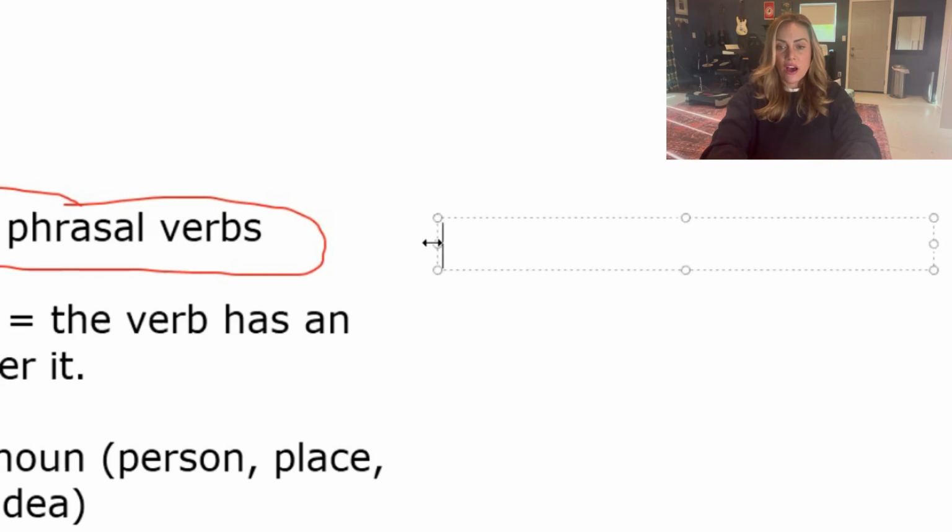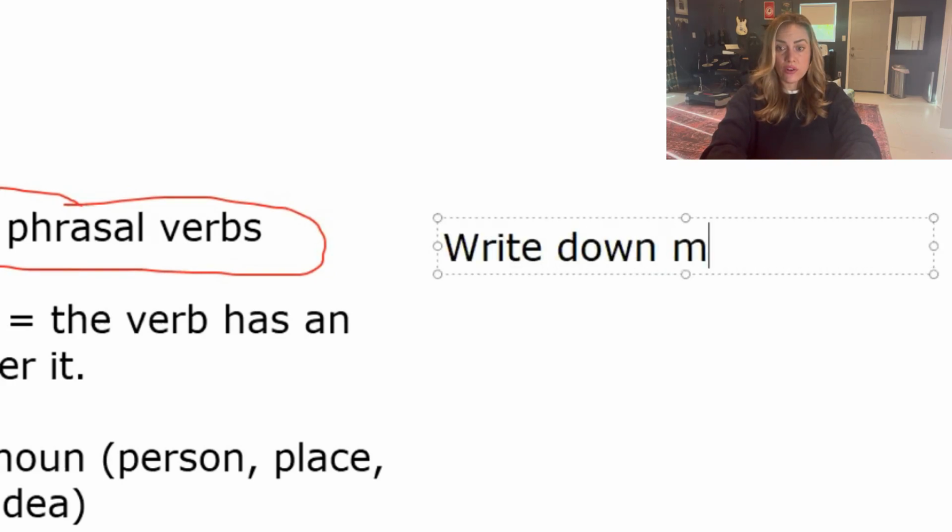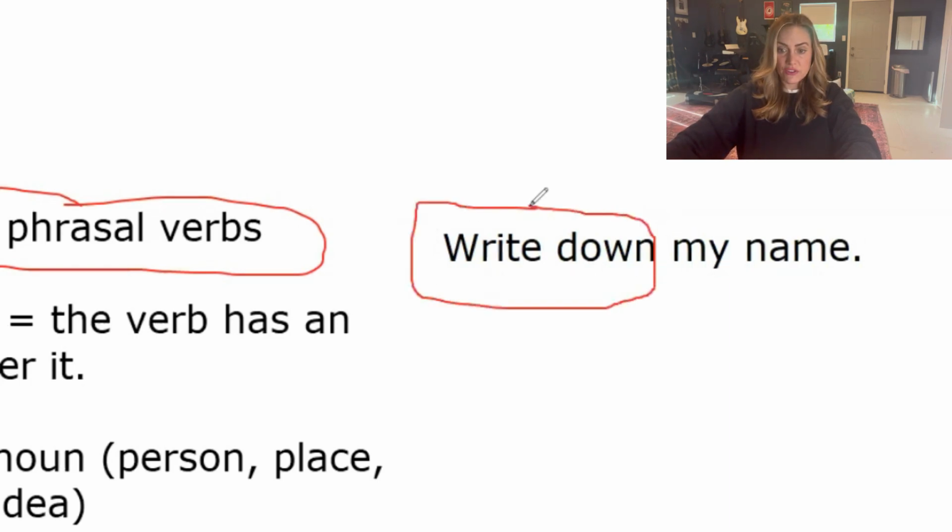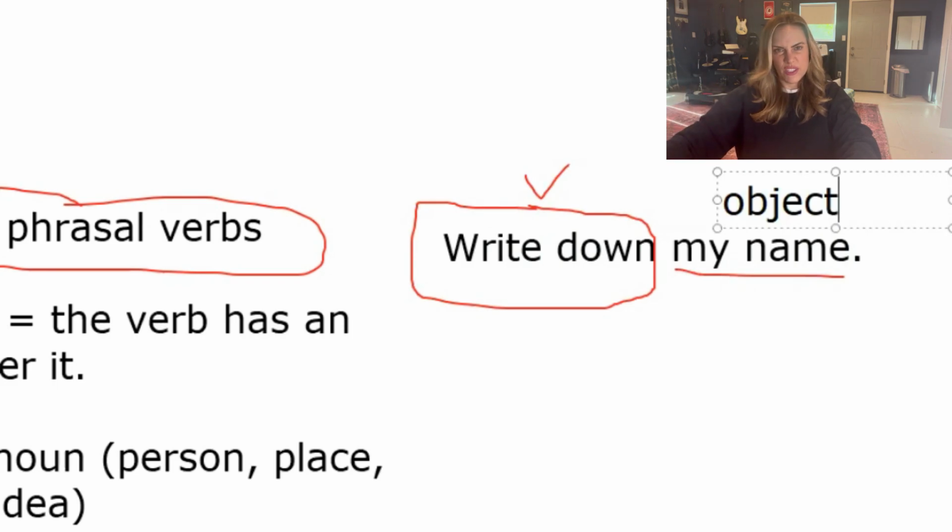Okay, so when I say transitive phrasal verb, I'm talking about the type of verb that has to have an object after it. So for example, I can say, write down my name. Okay, so write down is the phrasal verb, that's the verb, and my name is the object. And in this case, it's a thing. So it's just a noun, but lots of times you need to have a thing, something after a phrasal verb. I can't just say, yeah, write down. No, write it down or write down my name. It has to have something.